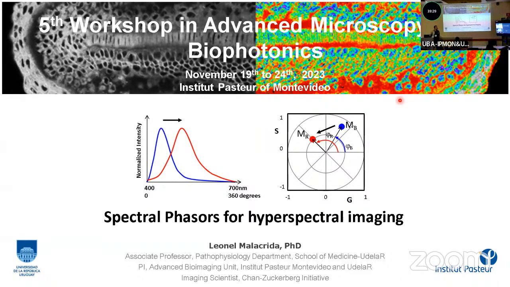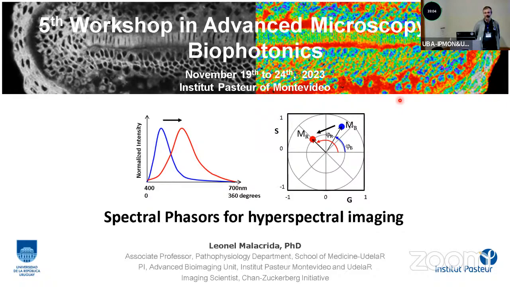But not that many applications of hyperspectral imaging are out there. We don't use hyperspectral modes much in the confocal microscope. And my belief is because we don't know what to do with the data, and I'm convinced again that the spectral phasors are a very easy and intuitive way to take advantage of hyperspectral imaging.